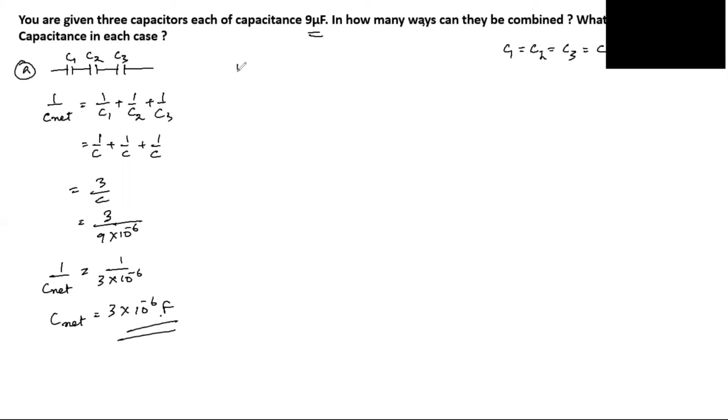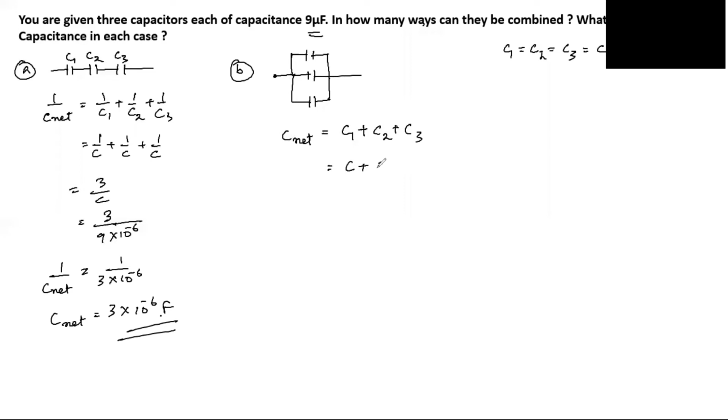Now we'll go to our second arrangement. So here we will connect all the capacitors in parallel. And when capacitors are connected in parallel, this is how we find the effective capacitance. We just add all these capacitor values. Right? So C net is equal to C1 plus C2 plus C3. This is how we find the effective capacitance of capacitors which are connected in parallel.